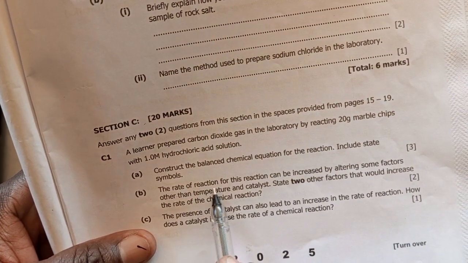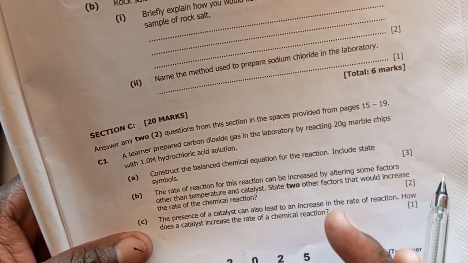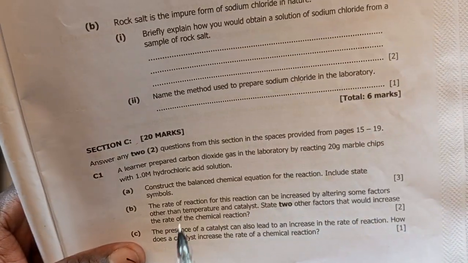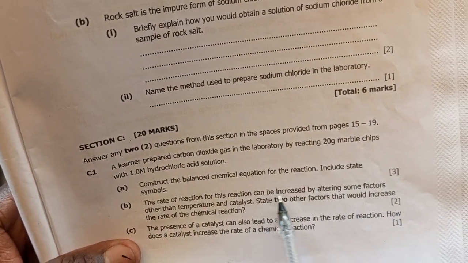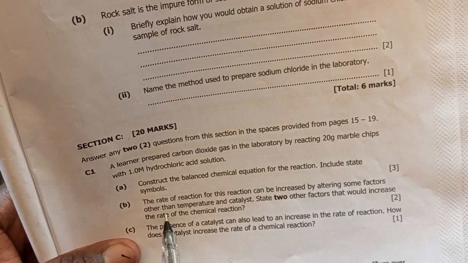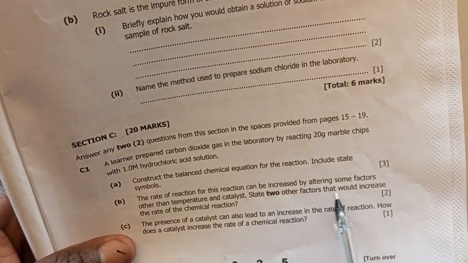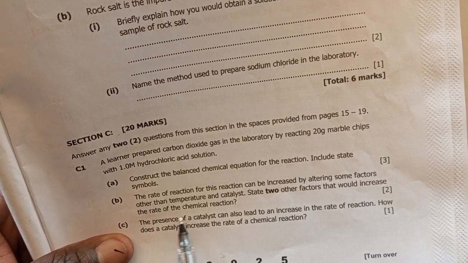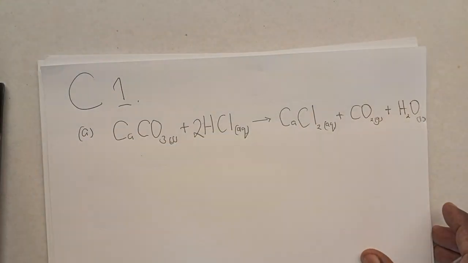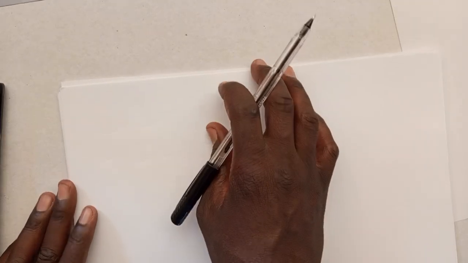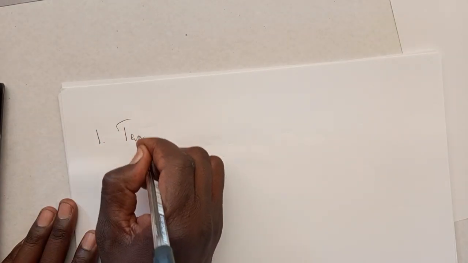The rate of reaction. Remember what I told you? The rate of reaction for this reaction can be increased by altering some factors other than temperature and catalyst. State 2 other factors that would increase the rate of the chemical reaction. So there are quite a number of factors that affect the rate of the chemical reaction. What are some of the factors that affect the rate of the chemical reaction? Okay, number 1, we have temperature.